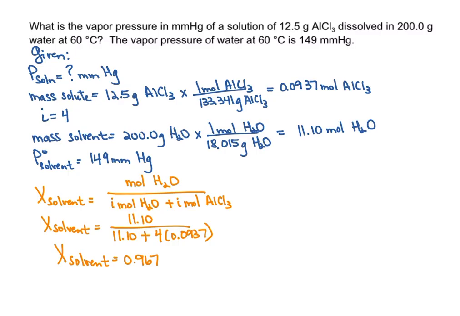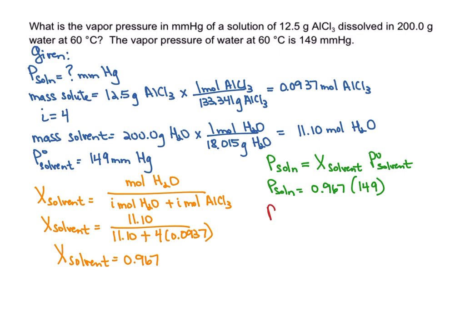Okay, so I have all that I need for my vapor pressure lowering. So I'm going to go ahead and plug into my formula. The vapor pressure of the solution is equal to the mole fraction of my solvent times the pure vapor pressure of the solvent. Plug in my numbers, and I can solve for the vapor pressure of the solution, which equals 144 millimeters of mercury. So this is an example of the colligative property, vapor pressure lowering. Good luck and keep practicing.